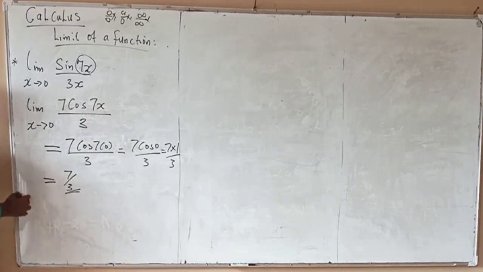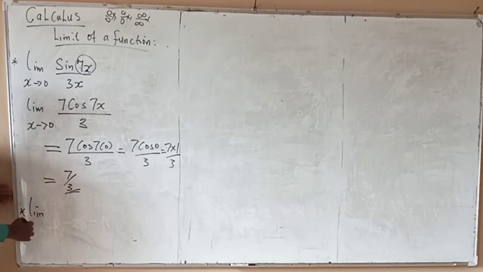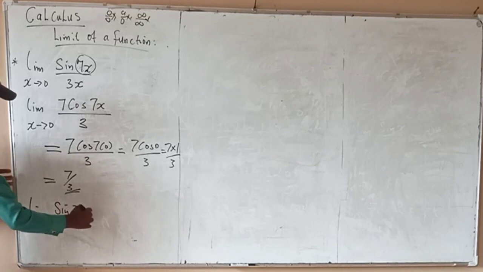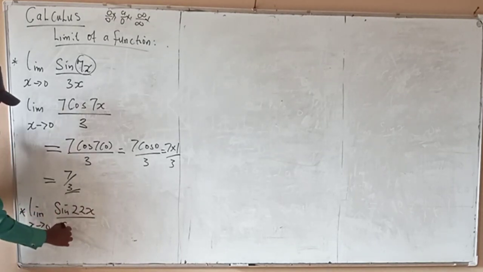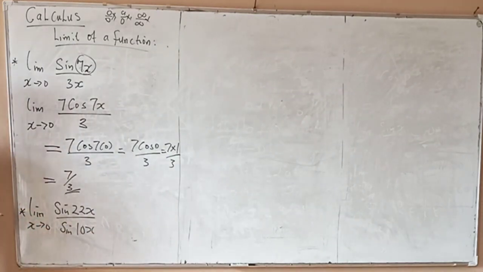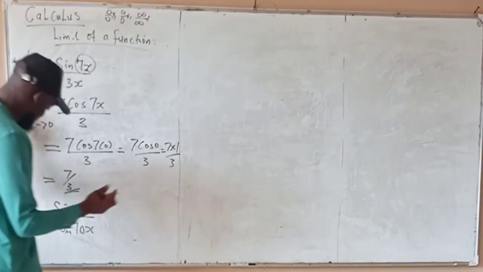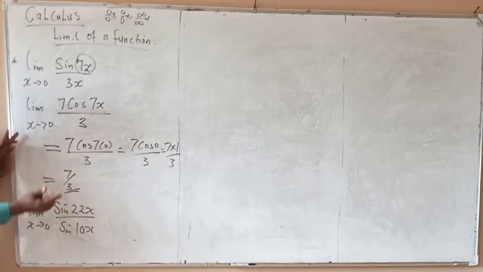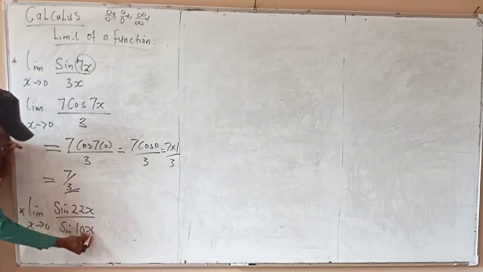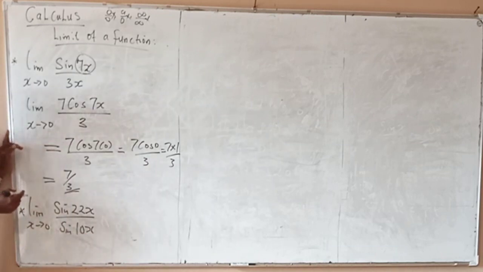So let's have the limit as x approaches 0 of sin 22x over sin 10x. So let's check. If we put 0 directly, what is the answer going to be? Is it not going to be 0? If I put 0 here now, 0 times 10 gives us 0.